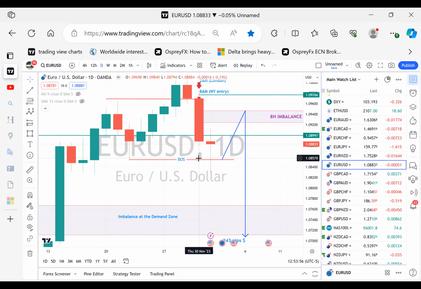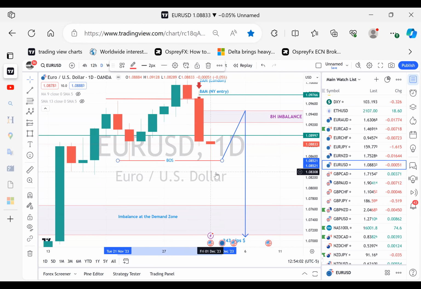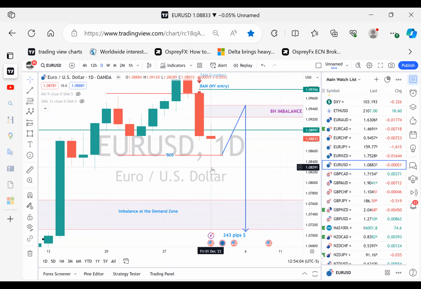There, this right here, whenever we broke structure down here, why would this candle stop, basically at the same level as this one, just short of this? Why didn't it just break this low?